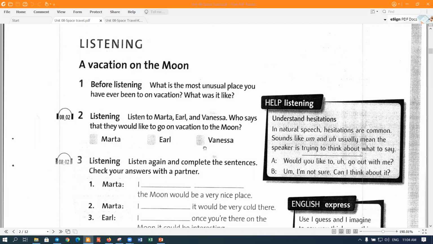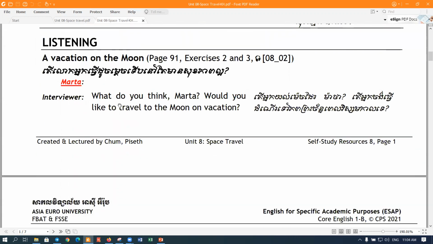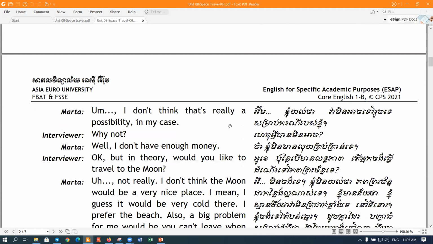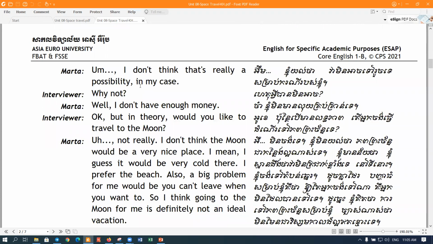Page 91, exercises 2 and 3. Marta. What do you think, Marta? Would you like to travel to the moon on vacation? I don't think that's really a possibility in my case. Why not? Well, I don't have enough money. Okay, but in theory, would you like to travel to the moon? Not really. I don't think the moon would be a very nice place. I mean, I guess it would be very cold there. I prefer the beach. Also, a big problem for me would be you can't leave when you want to. So I think going to the moon for me is definitely not an ideal vacation.